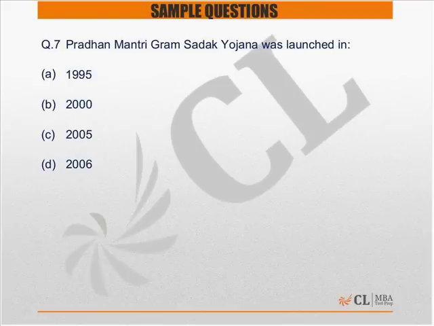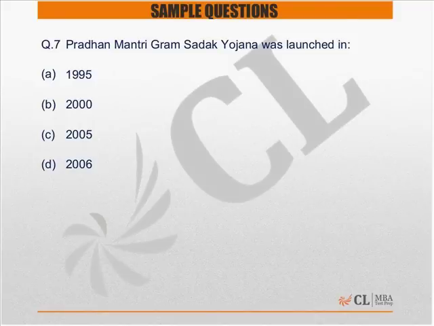So all such schemes which begin under the name of Pradhan Mantri were started by Atal Bihari Vajpayee. So the most obvious answer is 2000. In fact, this scheme was launched on his birthday, 25th December 2000. Option B is the correct one.